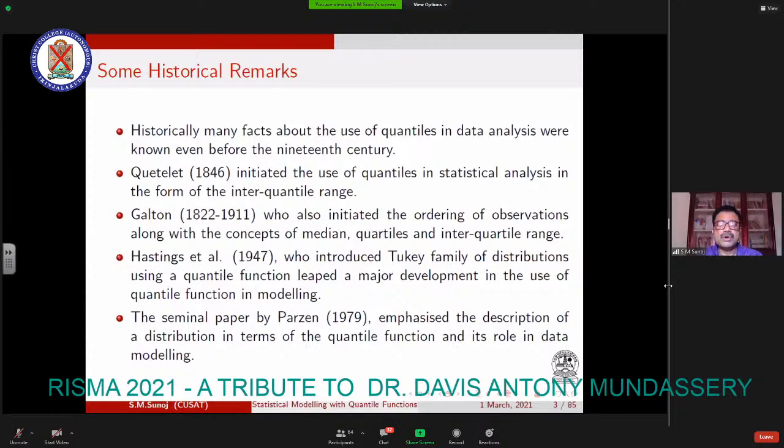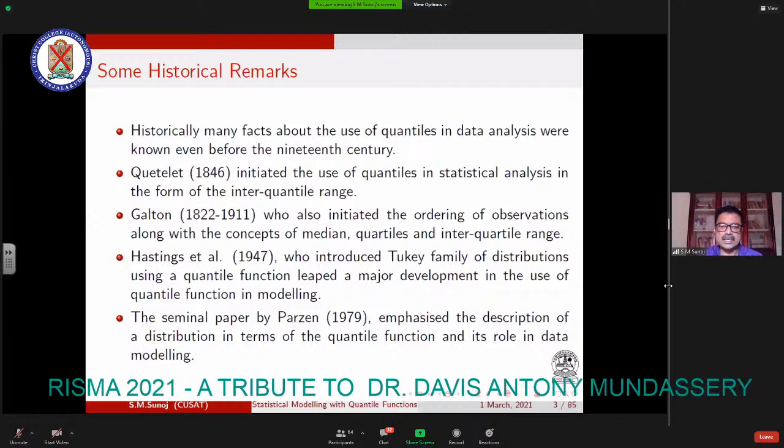I think all of you are familiar with the interquartile range, because at the degree level itself, once we study the measures of central tendency and measures of dispersion, we study the different types of quartiles and percentiles. So the interquartile range is taken as a measure. Now Galton, 1822 to 1911, initiated the ordering of observations along with the concepts of median, quartiles, and interquartile range.